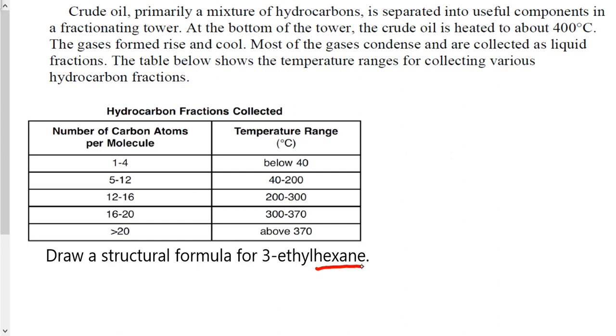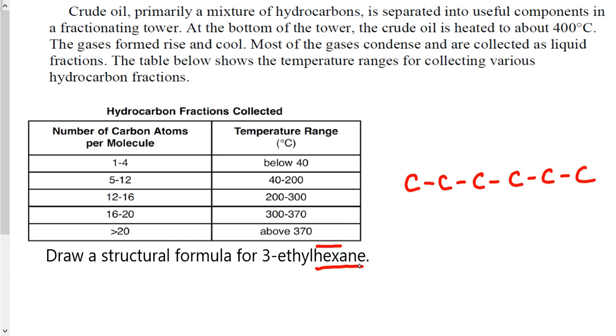So I'm going to draw hexane first. I drew 6 carbons in a single straight line. Hex means 6 carbon, ane means all of them are bonded with single bond, right? So keep that in mind. Saturated, single bond. Always draw the last part first.